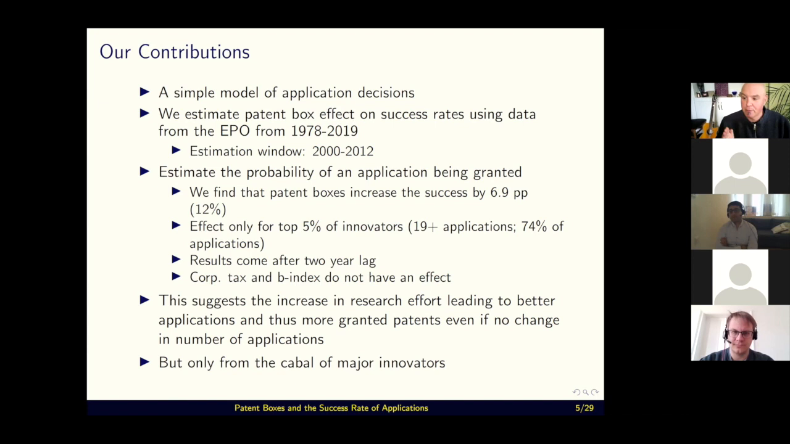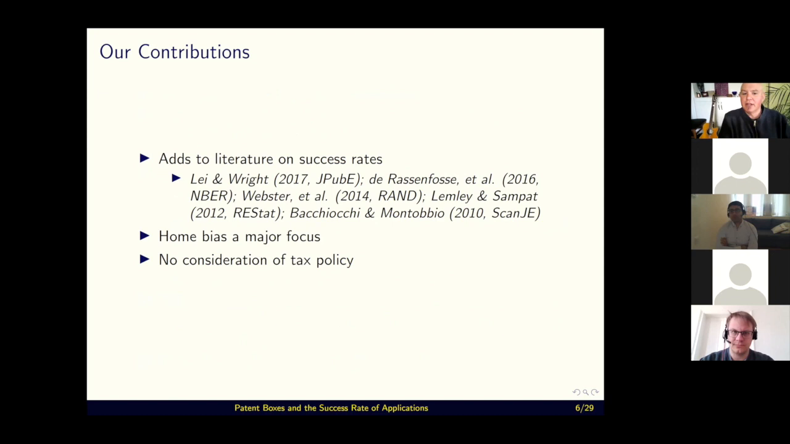So there is a side literature out there on the success rate of patent applications overall. Their big focus is on home bias. So in the European Patent Office, submissions from European countries do better. At the USPTO, American firms have a home advantage as well. So that's been a big part of their story. And none of the literature on that side of things looks at tax policy at all and how that might influence the incentives to apply for patents and what that might mean for the success rate.